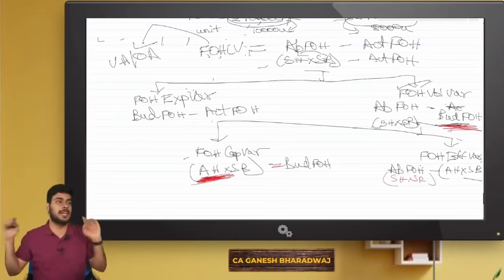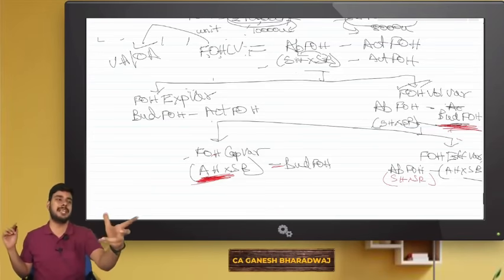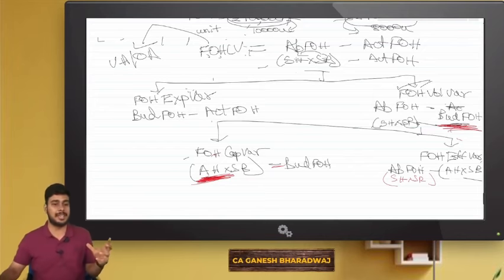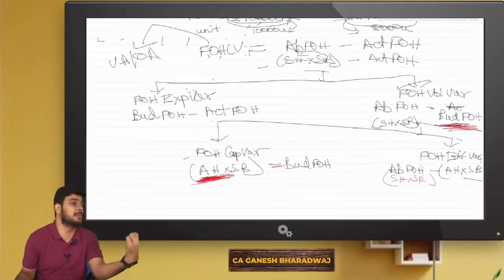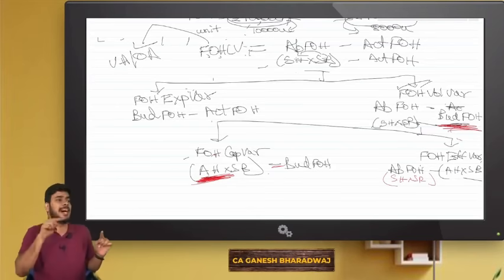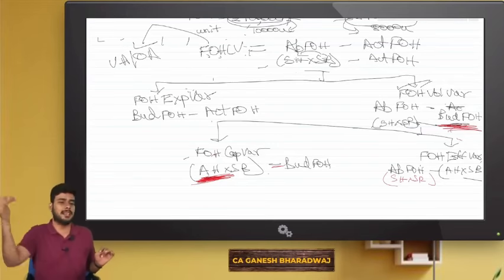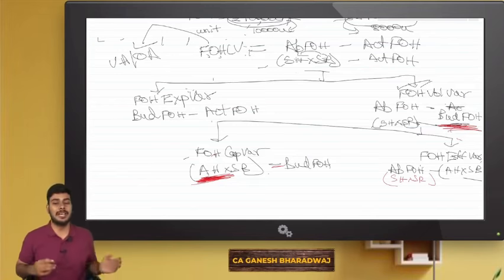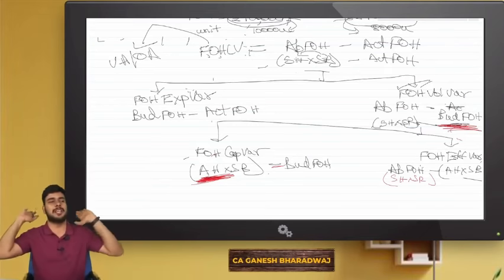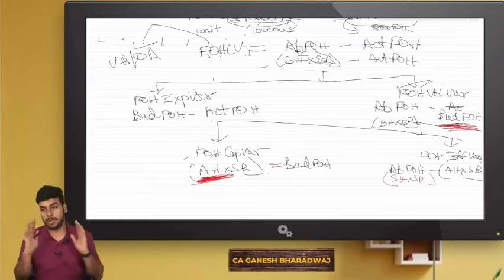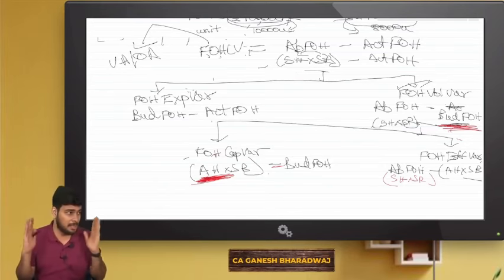Now you just branch it into two: capacity variance and efficiency variance. For capacity variance, one thing you need to remember: AH into SR minus budgeted fixed overheads. And your efficiency variance is the balancing figure, that is, absorbed fixed overheads minus AH into SR. Are you clear with this? Is everyone clear with this?